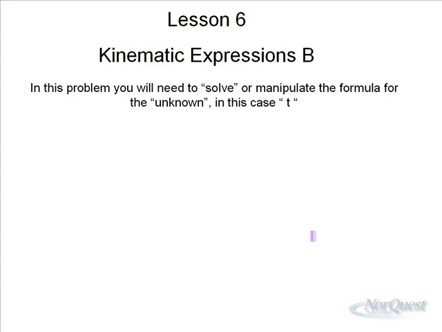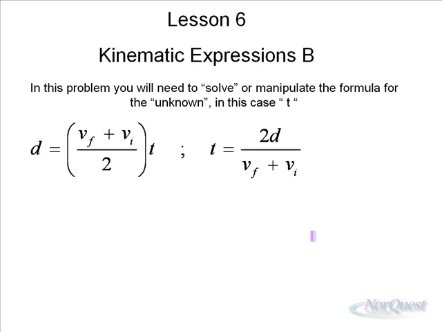In this problem, you'll have to manipulate this formula, d is equal to vf plus vi over 2 times t, and solve it for t. So t is equal to 2d divided by vf plus vi. Now how did I do this? Well, I basically took this and flipped it over and multiplied it over here. When you want to divide by something, you multiply by its reciprocal. So I basically multiplied d, which is here, by 2, the 2 is down here, now it's on the top. And vf plus vi used to be on the top when it was on the right-hand side of the equation. Now it's on the bottom.